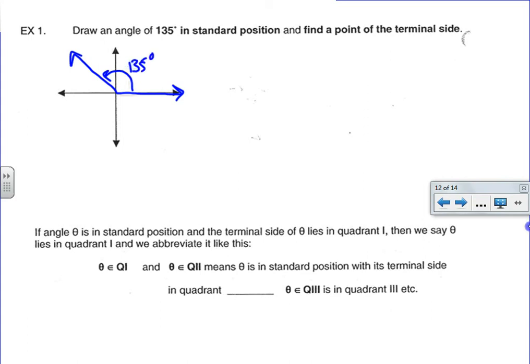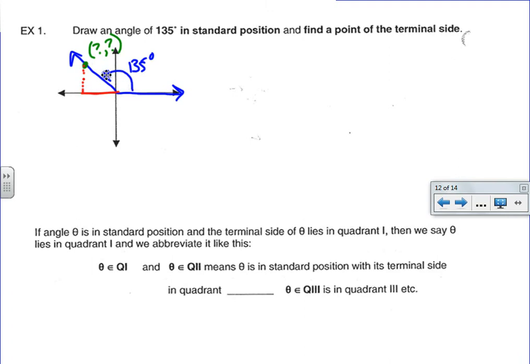And this time I need to find a point on the terminal side of that angle. So any old point will do. So the question is, what does that point look like? Once again, I'm going to drop a line down from this point. And I want to think about angles. And I want you to look at this triangle right here.